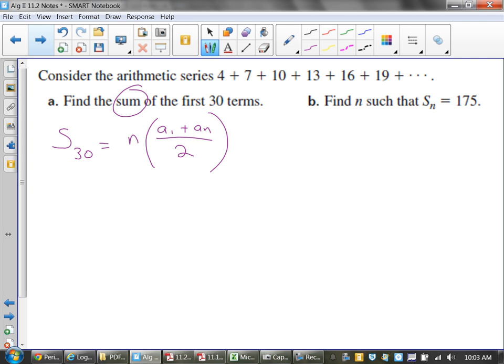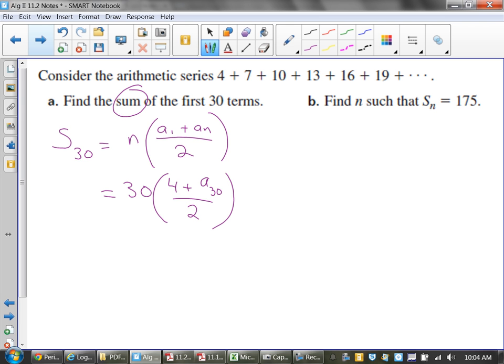Well, my n value in this case is 30. My first term is 4. So that means it's going to be 30 times 4 plus a 30, over 2. Shouldn't it be a sub 30? How do you know what that last one is? Oh, sorry, a sub 30. Thank you. I got ahead of myself.